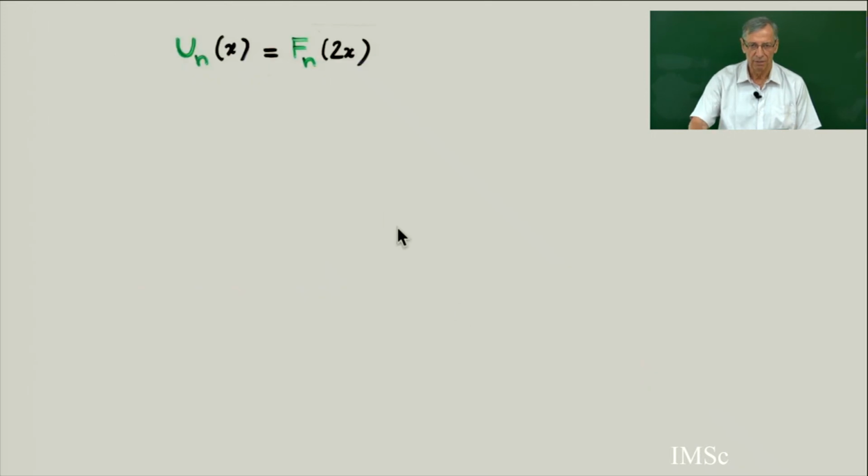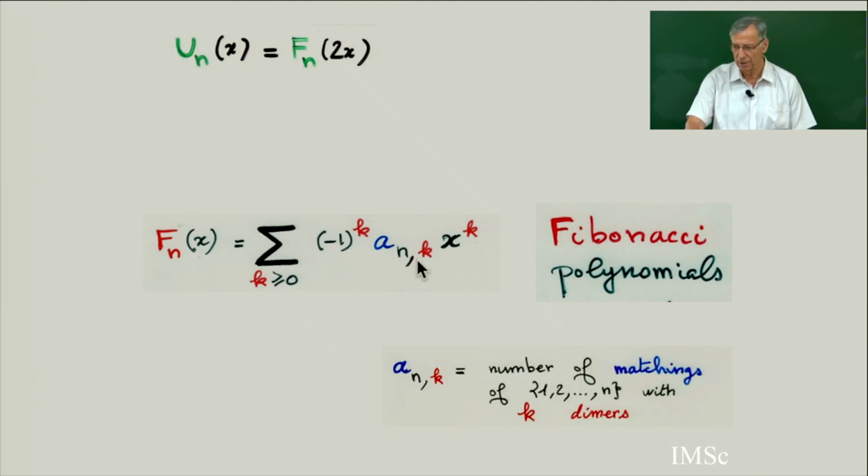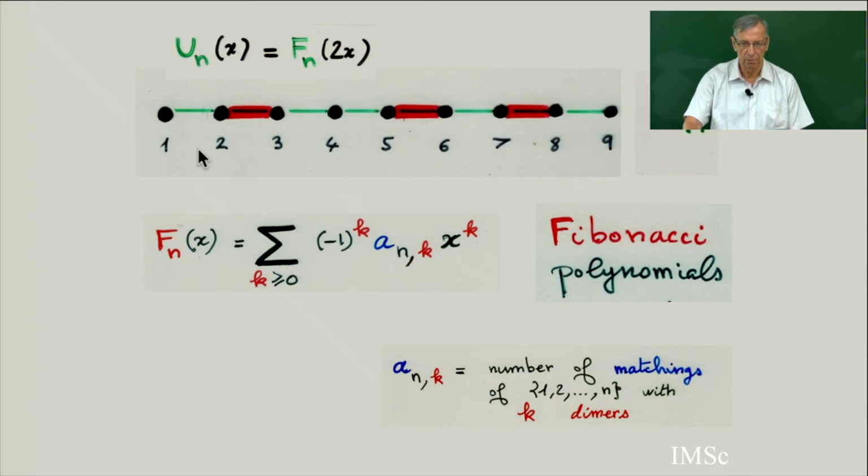U_n of x, in fact, can be written as f_n of 2x, where f_n is a so-called Fibonacci polynomial. And Fibonacci polynomial is a polynomial with positive integer coefficients a_k, and a_k is counting something. It's the number of matchings of the line segment with k dimers. So this is a line segment from 1 to n.